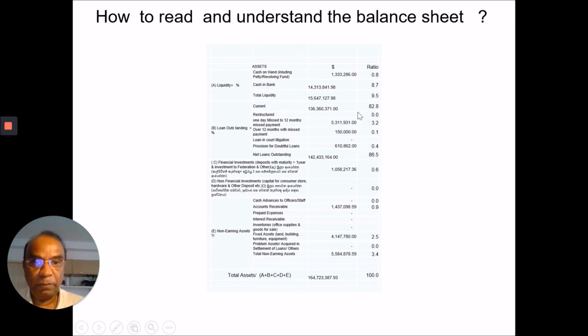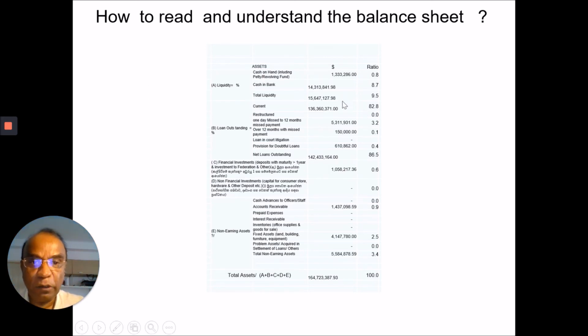And then the loan outstanding is 82%. It's quite fairly good, a little bit above the average. It should be maximum 70 to 80%, but it's a little higher. But it's good to maintain that level. It's very important to look at their portfolio. I will tell later on.